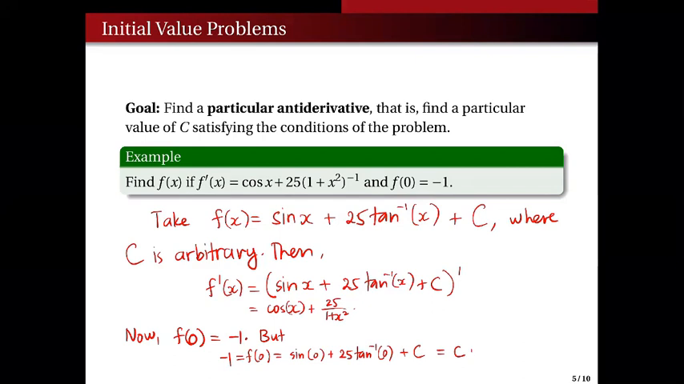Okay? Therefore, the desired function is, you now have f of x equals sine x plus 25 arctan of x minus 1. Okay? Questions?